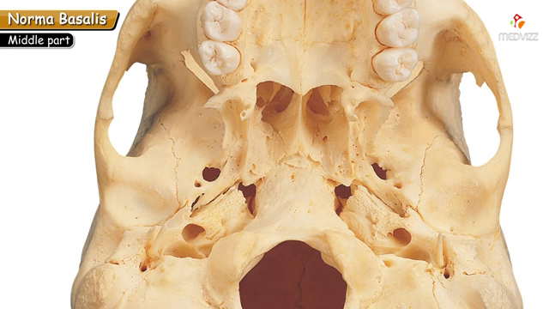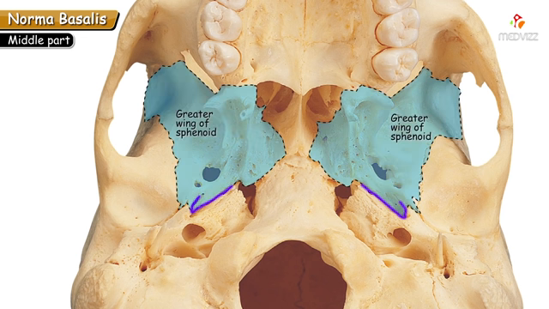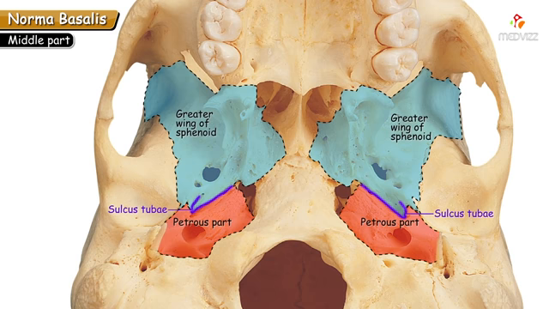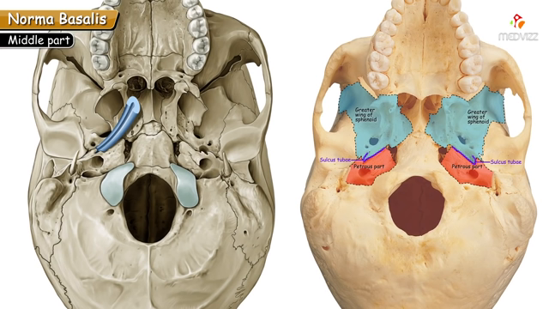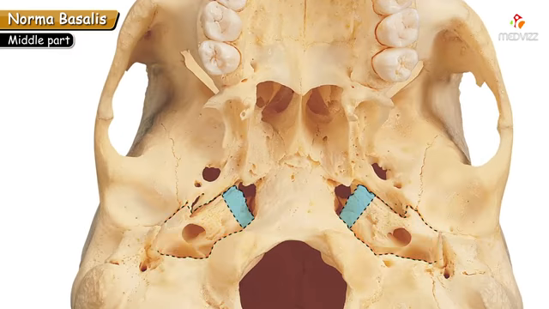Next, moving on to the temporal bone. The junction between the greater wing of the sphenoid and the petrous part of the temporal bone is marked by a sulcus. This sulcus is the sulcus tubae, and in the living it lodges the cartilaginous part of the eustachian tube. So that is about the sulcus tubae. If we see the medial end of the petrous part of the temporal bone, it is quite pointed, which is called the apex of the petrous part of the temporal bone.